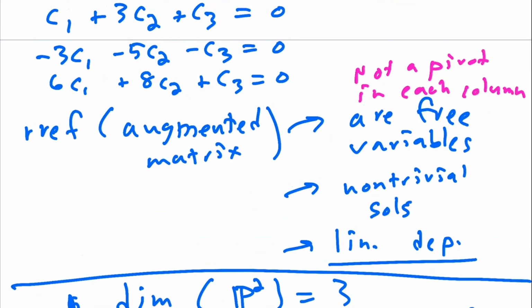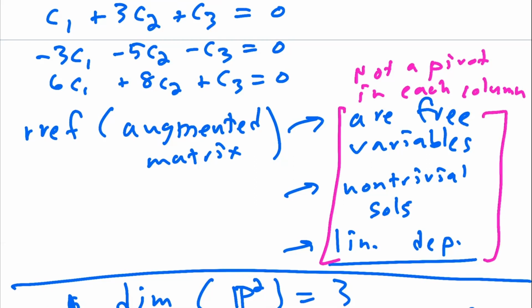Since there's not a pivot in every column, that means that there are free variables. That means that there are non-trivial solutions, and that means that it's linearly dependent. So this is the sort of thing that I should write on a test to communicate that I understand those connections, right?